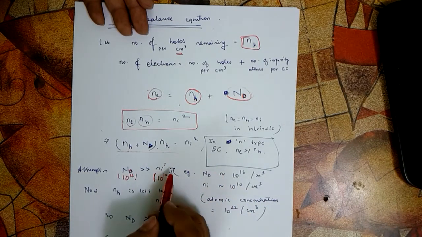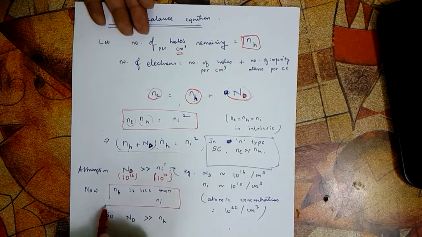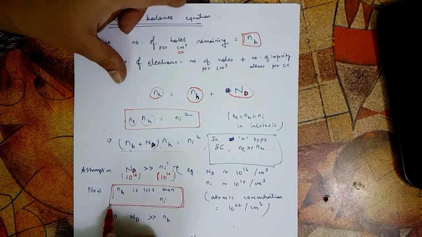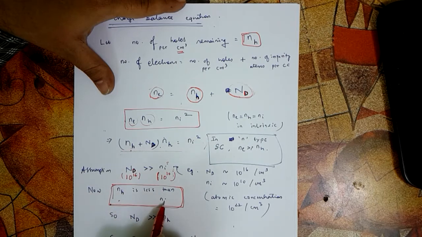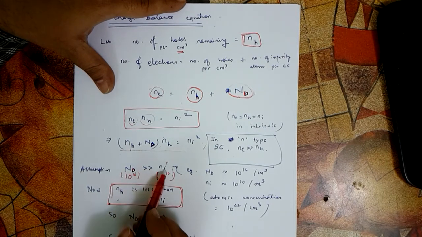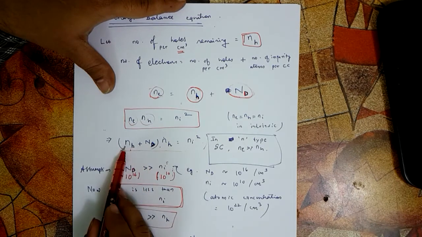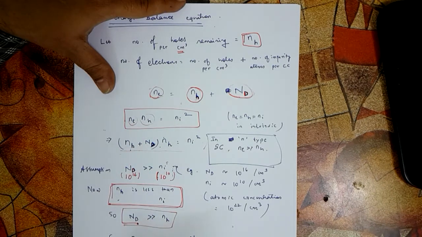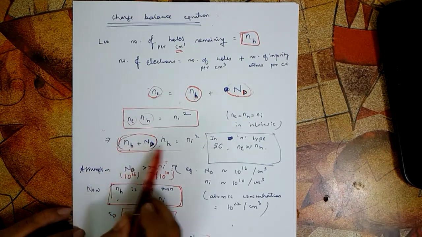Now we know that after adding impurity, some of the electrons combined with the holes, so the hole number has decreased, and is now less than Ni. Since Nh is less than Ni, but Nd is much greater than Ni, Nd should also be much greater than Nh. And since Nd is much greater than Nh, their sum will be nearly equal to Nd only. So now that we substitute this entire thing with Nd only, we get Nd into Nh.